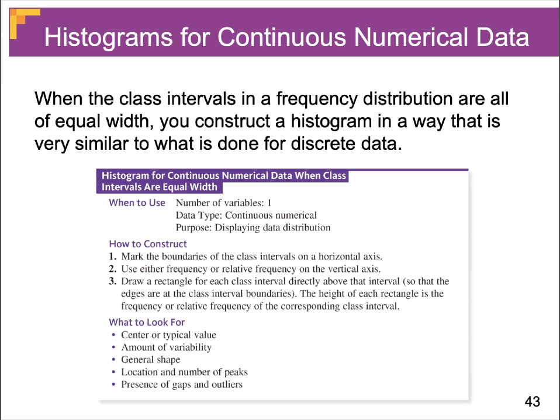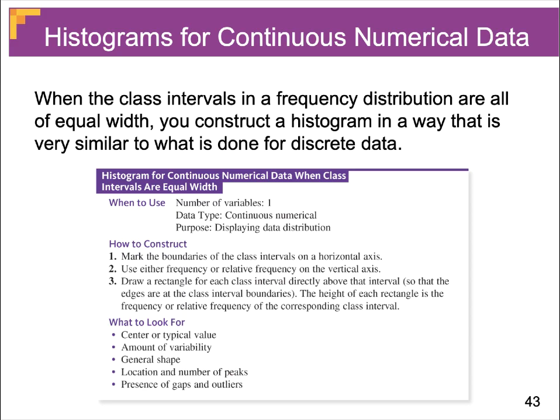What you can look for in a histogram would be the center or the typical value, the amount of variability. Those two things we'll be talking about in Chapter 3. The general shape, and we'll be talking about that soon, and then the number and location of the peaks, and then any gaps or outliers. Because we'll mostly be doing technology to actually create these histograms, it's really important that we learn what to look for and how to describe these.